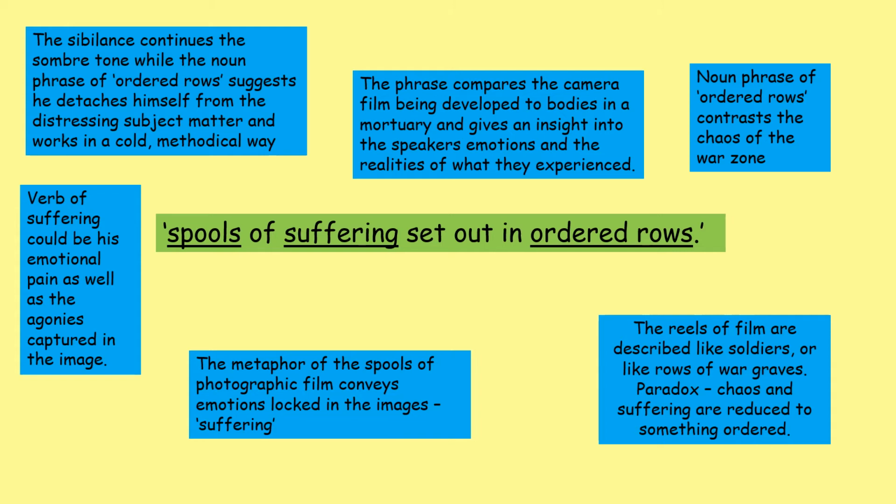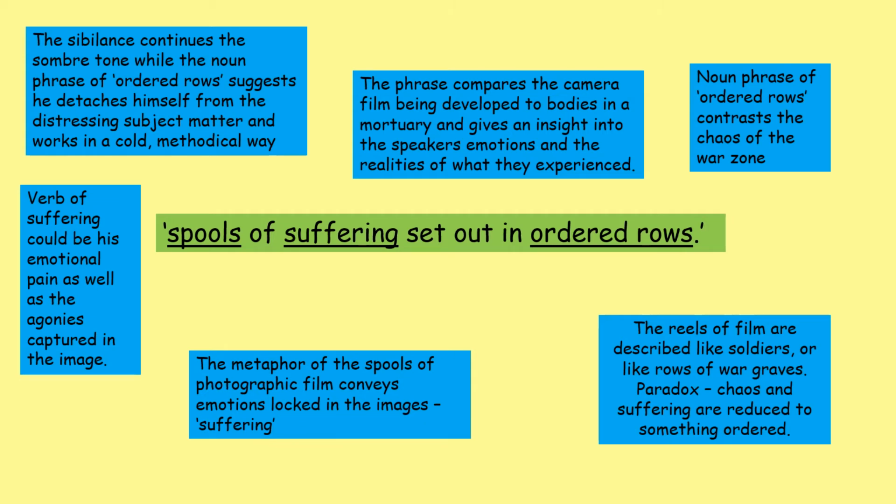So I picked out sibilance, and just a reminder, sibilance is the repetition of the S sound, so spools of suffering. The sibilance continues the sombre tone, while the noun phrase of ordered rows suggests he detaches himself from the distressing subject matter and works in a cold, methodical way. So he has to put this cold stance on himself to keep himself detached from the situation that he's just been in when the photos start to develop. And he has to keep very ordered in order to do that.